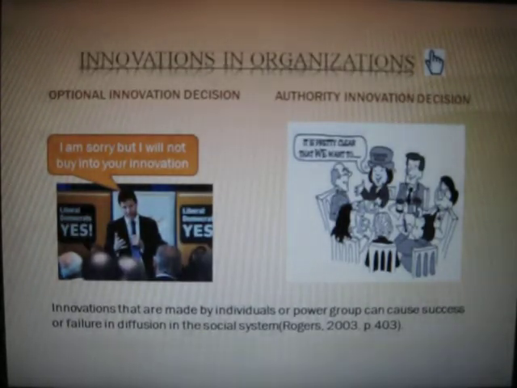Innovations within an organization can be diffused either successfully or be rejected. How this is perceived depends on the social system and the methodology employed. Decisions can either be made authoritatively, individually, or within the context of an agreeable social system.